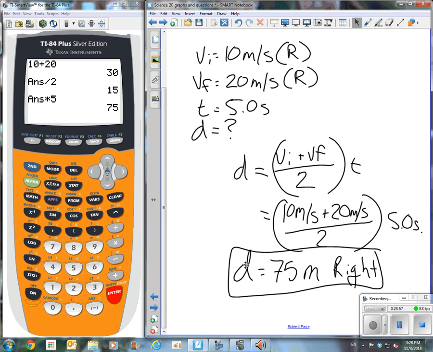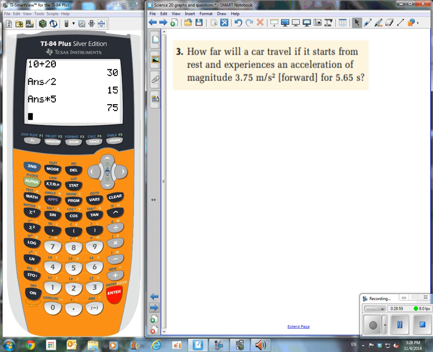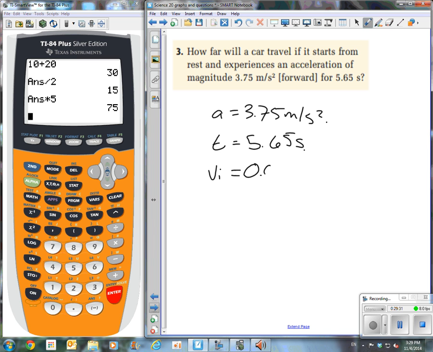Beautiful. All right, how far will a car travel if it starts from rest and experiences an acceleration of a magnitude of 3.75 meters per second squared forward for 5.65 seconds? All right, so I've got some values: 3.75 meters per second squared, and 5.65 seconds. Seconds is a unit of time. Meters per second squared, that's a unit of acceleration. It says it starts from rest, so the initial velocity is 0 meters per second.